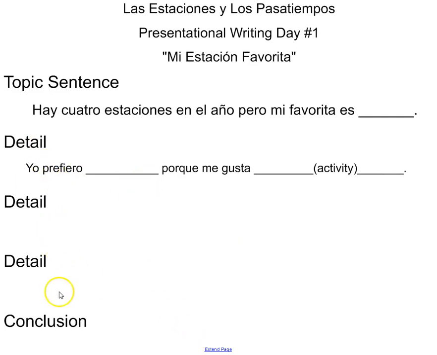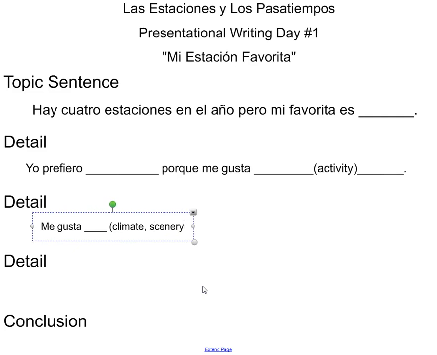So what are we going to do with third and fourth detail? Well, these ones are going to be more open for you to write in here. This third detail here, or the second detail, I'm going to write a me gusta statement. Me gusta, and then I'm going to have a blank here, and think about the climate or scenery, like colors, okay? And that's what you're going to talk about, or things like vacations, something that happens during that specific season, okay? So you're going to say me gusta, and for example, the type of climate would be el calor, I like the heat. But maybe you like the cold, el frío.